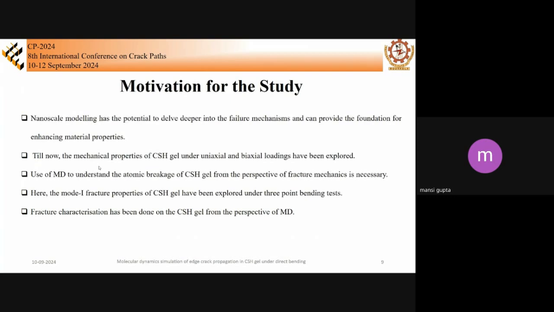Motivation for the study: the nanoscale modeling has potential to delve deeper into the failure mechanisms and provide the foundation for enhancing material properties. Till now, the mechanical properties of CSH gel under uniaxial and biaxial loadings have been explored. Use of MD to understand the atomic breakage of CSH gel from the perspective of fracture mechanics is necessary. Here, mode 1 fracture properties of CSH gel have been explored under 3-point bending test. Fracture characterization has been done on the CSH gel from the perspective of MD.